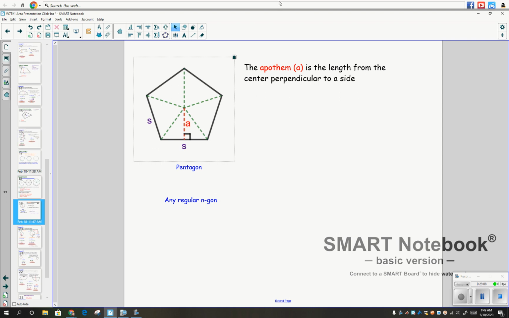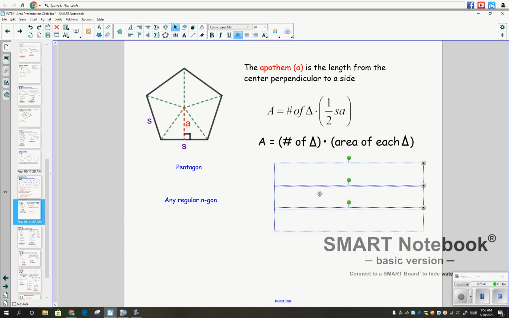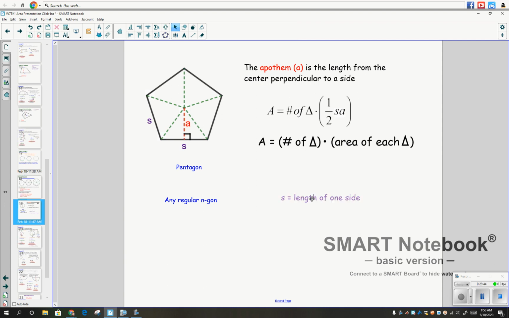So how do I find the area? Well, what I want to do is take the number of triangles and multiply by the area of each triangle. How do I find the area of each triangle? 1/2 base times height. Well, the base is represented by what? S, because S represents the length of each side. And A represents the height of the triangle, which we call the apothem. So S represents the length of a side, A the apothem.